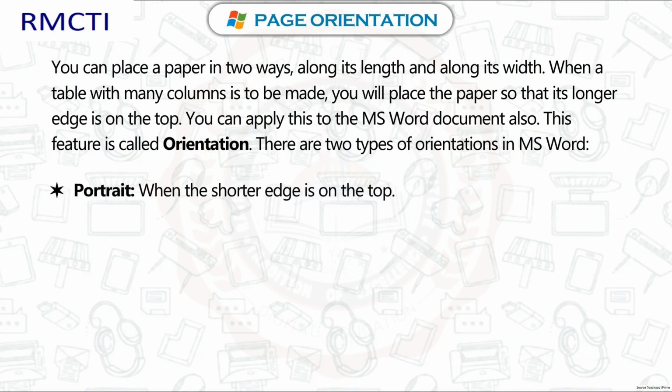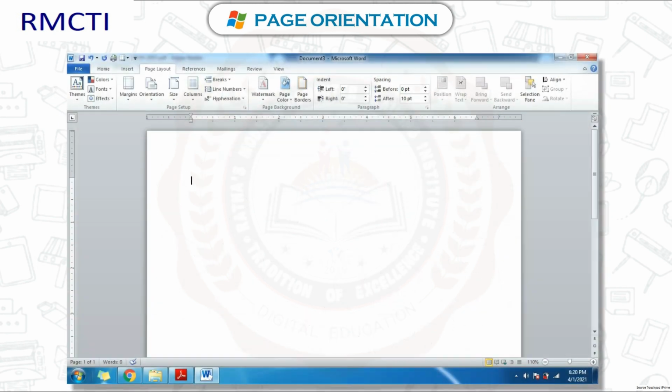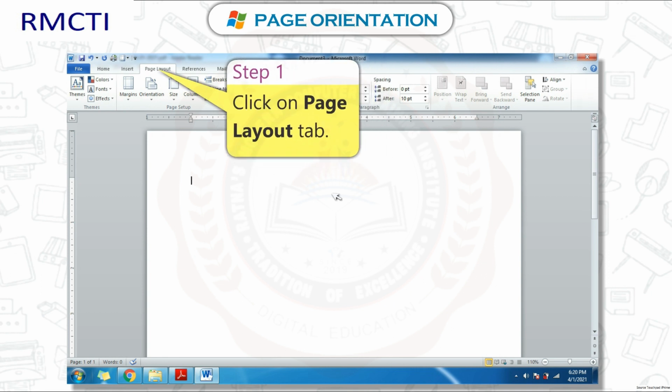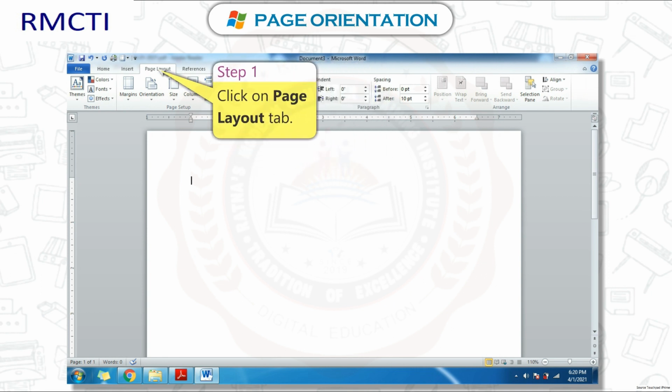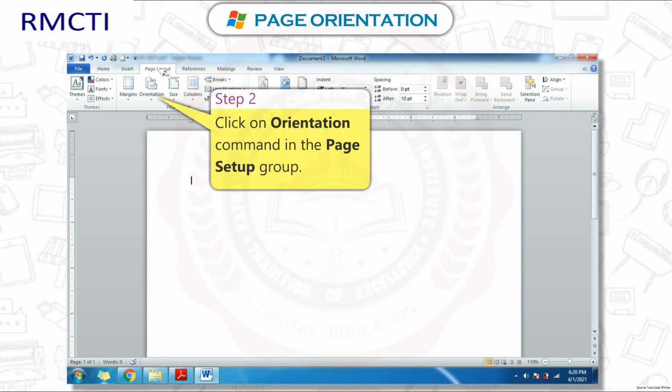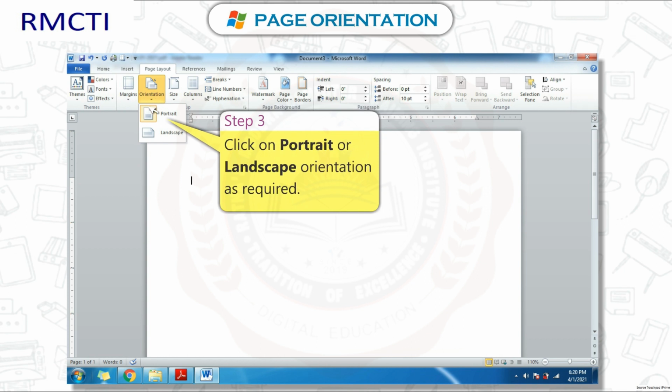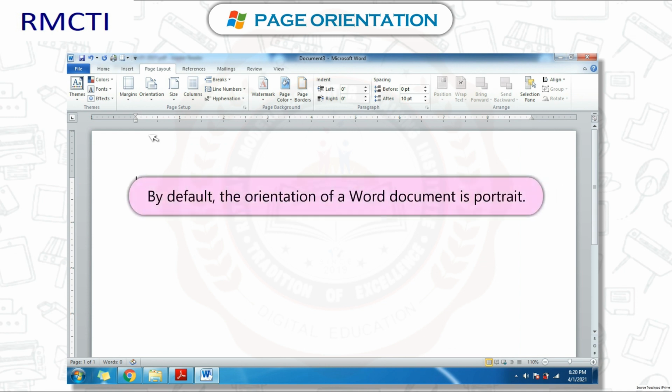There are two types of orientations in MS Word. Portrait, when the shorter edge is on the top. Landscape, when the longer edge is on the top. To change orientation, follow these steps. Step 1. Click on Page Layout tab. Step 2. Click on Orientation command in the Page Setup group. Step 3. Click on Portrait or Landscape orientation as required. By default, the orientation of a Word document is Portrait.